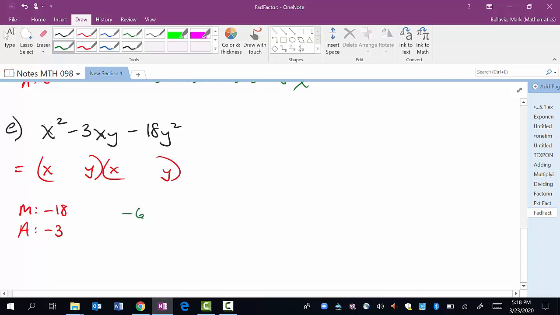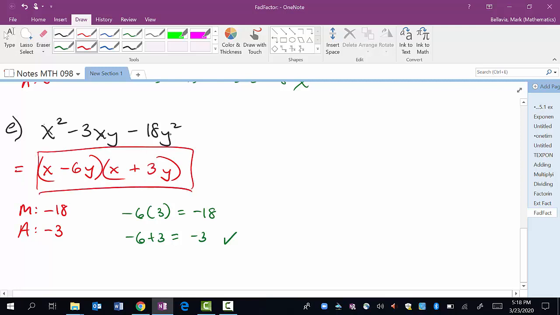We've got a negative 6 times positive 3. That gives me negative 18. Negative 6 plus 3 does equal negative 3, so it works out. Remember, these numbers are unique. The only numbers that can do this are negative 6 and 3. So what you do is you just pop those in right attached to the y's at the end of each of these. So it factors as x minus 6y and x plus 3y. So don't let that little extra y variable throw you off.